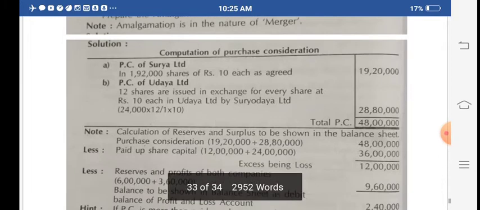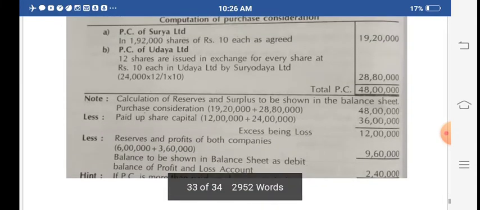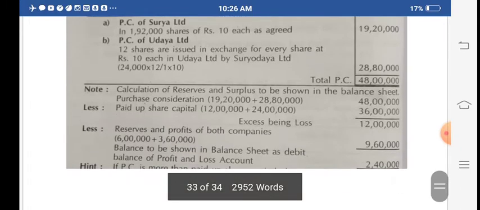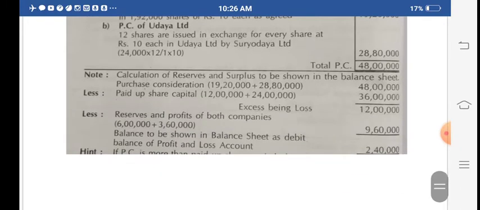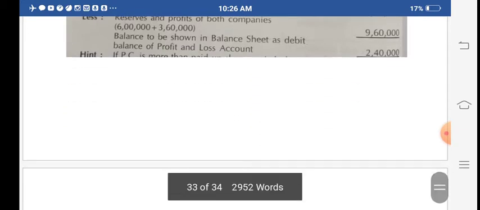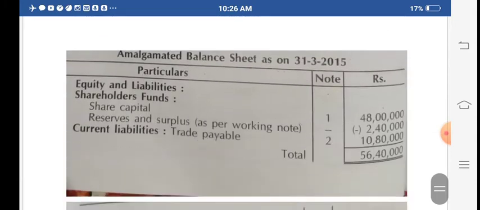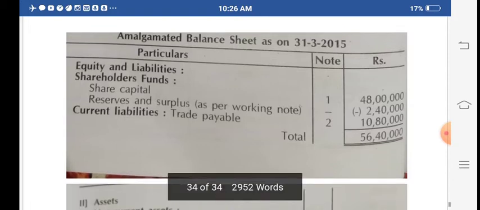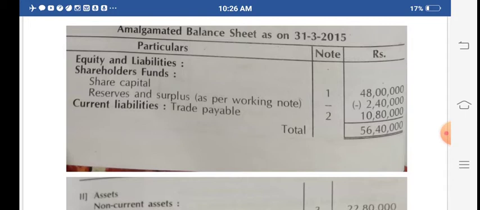Now the calculation of reserve and surplus, we will see that later on. For the purpose of the balance sheet, first of all we have to see the share capital. Now, how to prepare the balance sheet. We draw it like this: equity and liabilities, and under that shareholders' funds, in that share capital, note number 1, it is 48 lakh. So share capital is 48 lakh.